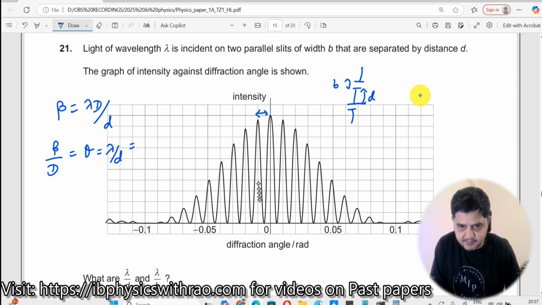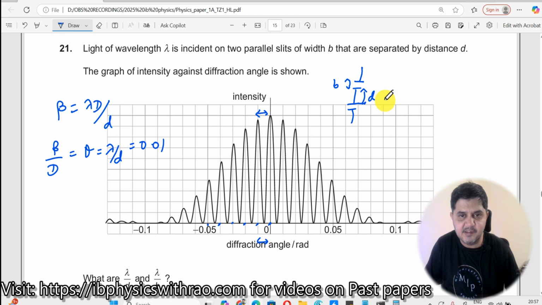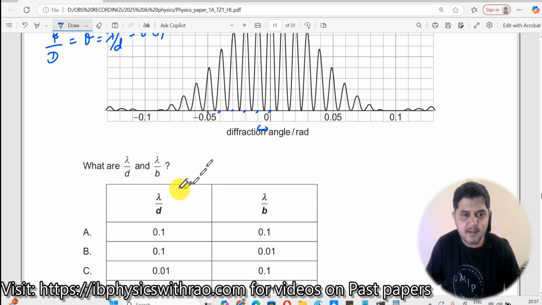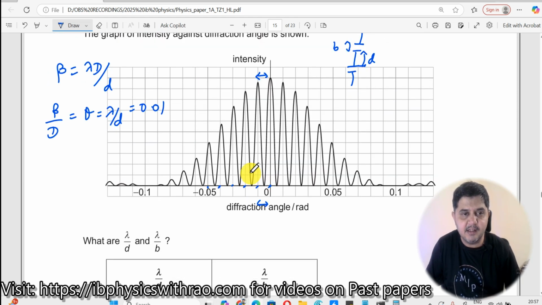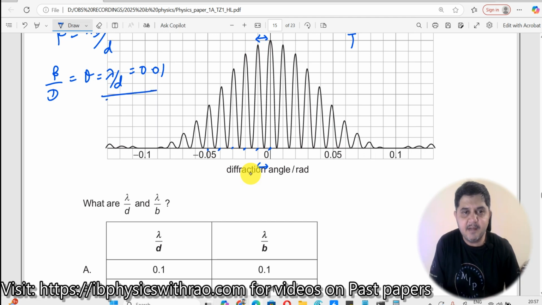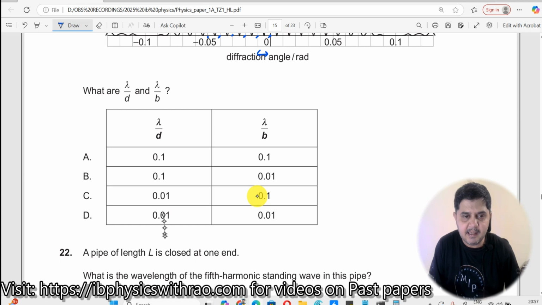If you take this value, how much will this be? 0.05, 4, 3, 2, 1, 0. So each box is around 0.01. Just write this as 0.01. I do not know what the question asked. Let us read: what is lambda by d and lambda by b? So we already got one of them. Lambda by d is seen to be 0.01.